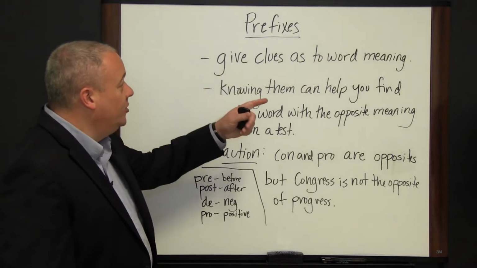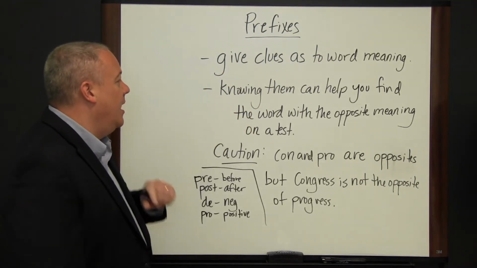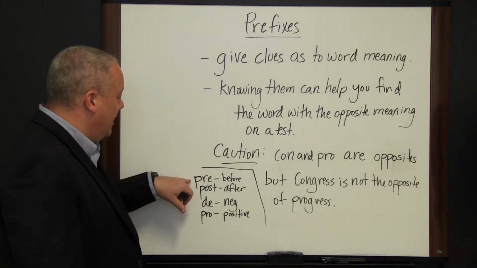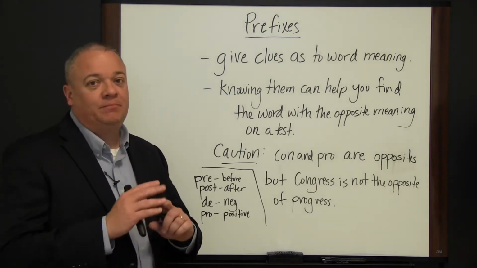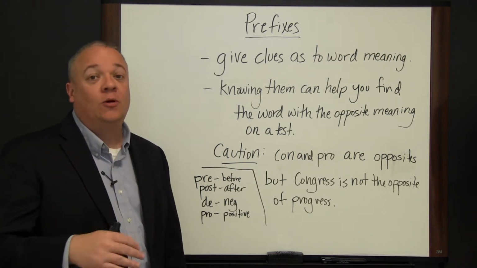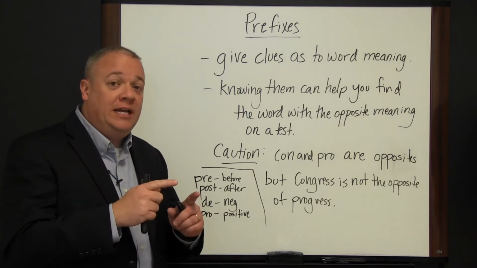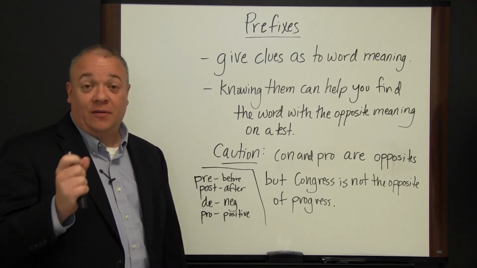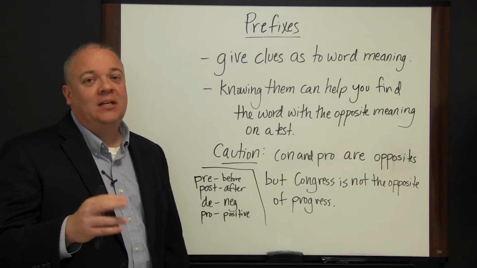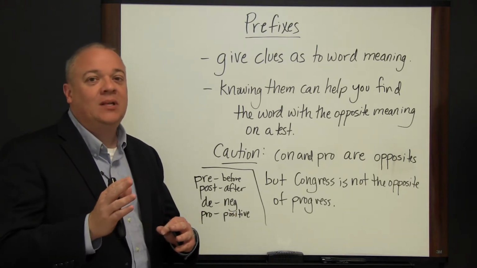So prefixes give clues as to a word's meaning. Knowing them can help you find the word with the opposite meaning on a test. So prefixes like pre. Here we think pre-operative, pre-op. That means before the operation. Or prescient. Pre meaning before, and scient from the word science, which means knowledge. So to know ahead of time. So prescient is to know ahead of time.